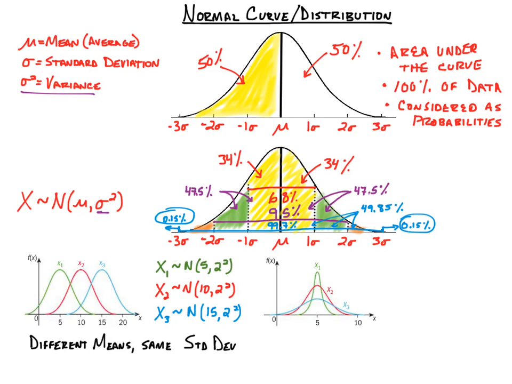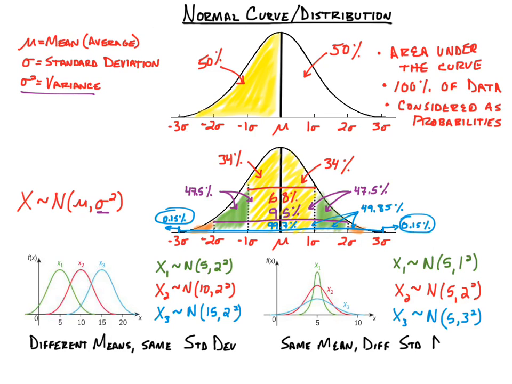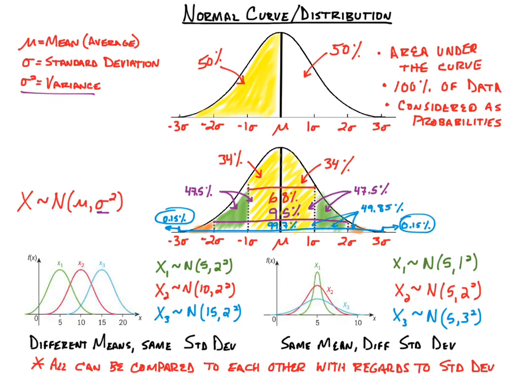So another image that we have would be one that looks like this. And this is going to have x sub 1 being approximately normally distributed with a mean of 5 and a standard deviation of 1. X sub 2 has a mean of 5 and a standard deviation of 2. And x sub 3 has a mean of 5 and a standard deviation of 3. So again, all of these things have the same mean, but now we have different standard deviations. And again, this is a huge idea with this, that all of these things, whether we're talking about the curves on the left or the curves on the right, the curves up above, they can all be compared to each other with regards to the standard deviation.